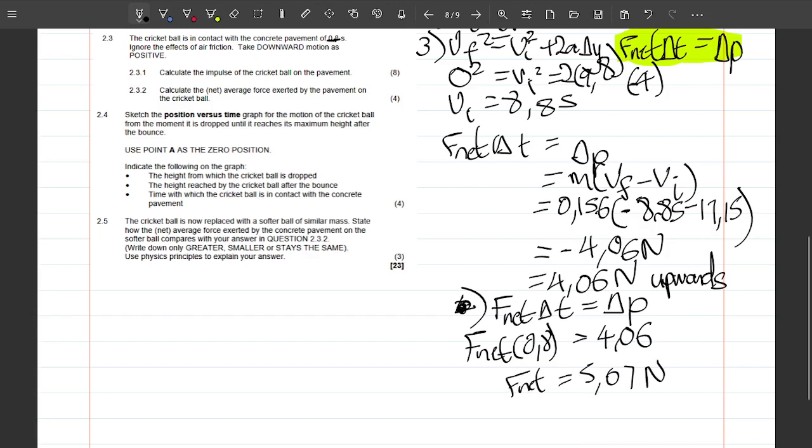Beautiful. Then the next one after that wants us to draw the position versus time graph. Use point A as the 0 position and proceed. So we'll just draw roughly the axis. We'll have our time in seconds on the x-axis, and then here we've got our position, our delta y, and this is in meters. So this thing started at 15, so I'm going to have the value 15 there.